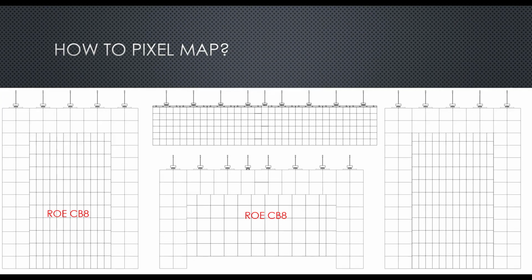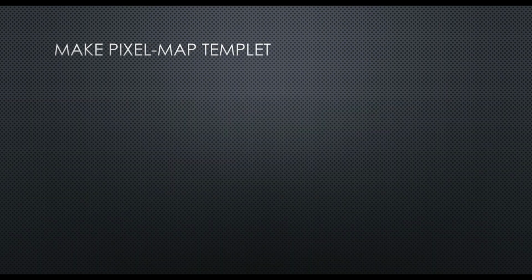Now, how to do pixel map? Let's take a look at that example. Here's a small example of LED screens. We have multiple different products, and these are all from ROE. So you have CB8 products in the middle, Vanish product creating a border around it, that are Vanish 25mm screens, and MC7 on top of that.